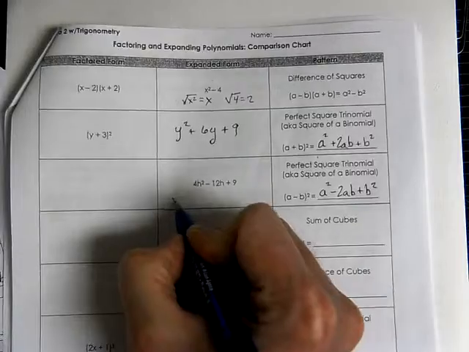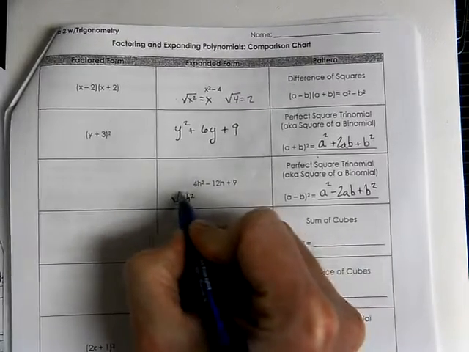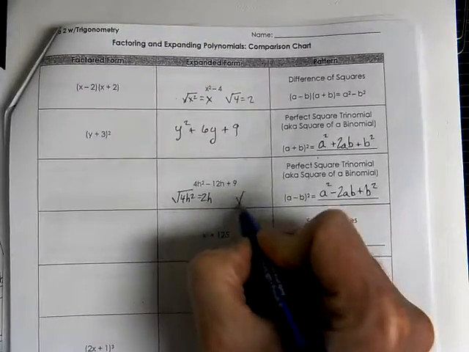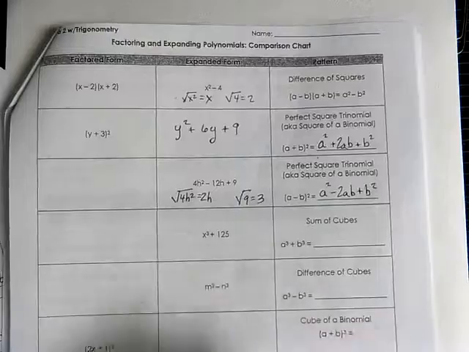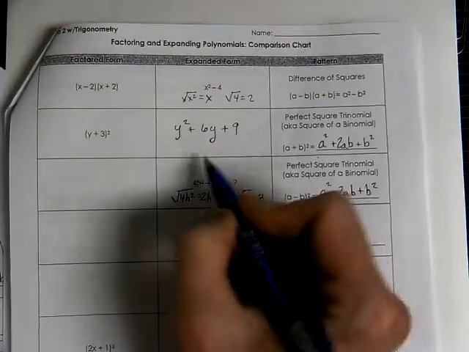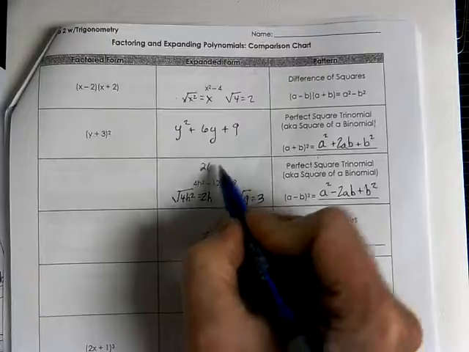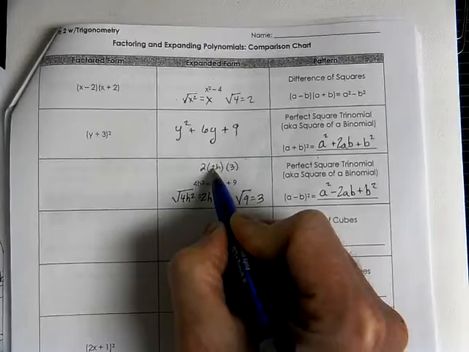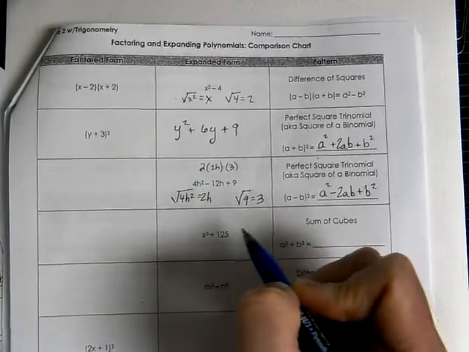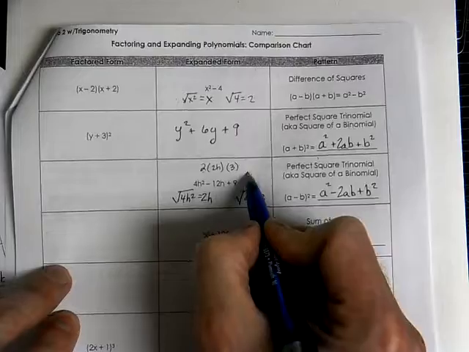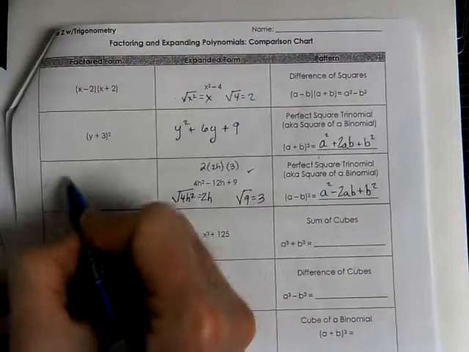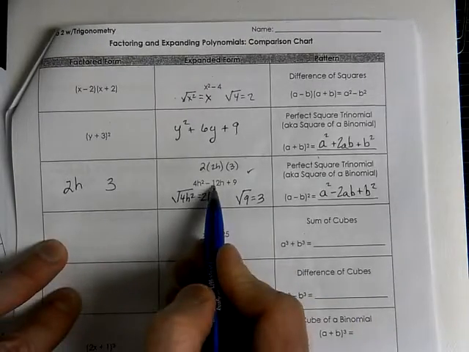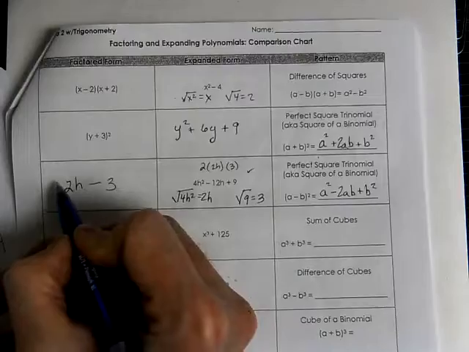So what you want to find out is, can you take the square root of 4h squared? And yes, you can. That's 2h. Can you take the square root of 9? Of course you can. Is the middle term 2 times 2h times 3? 2 and 2 is 4, times 3 is 12. So yes, it is. Check. So you know that you're going to have 2h, you're going to have 3, and for you to get a negative 12, the middle term has to be negative.